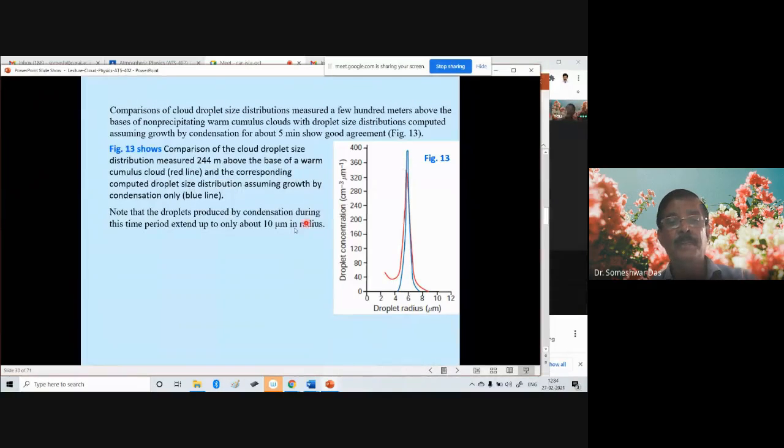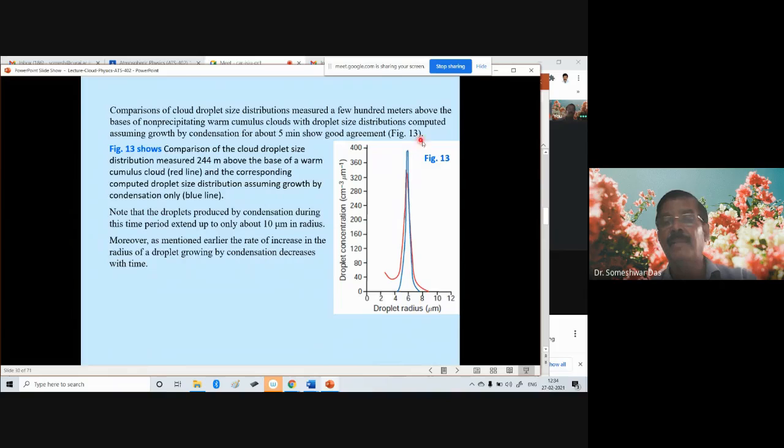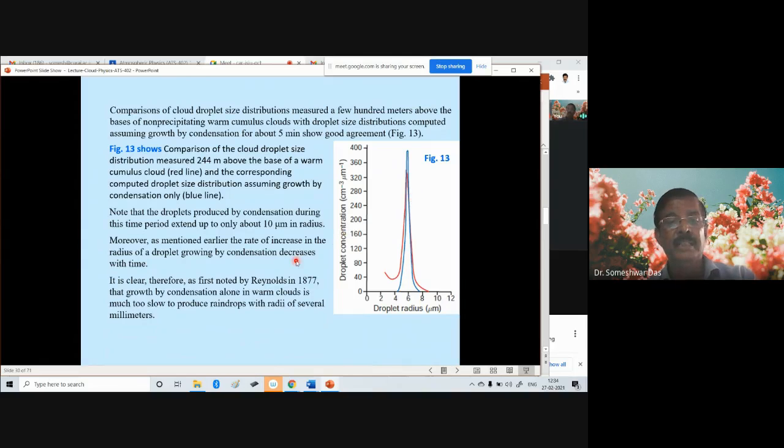So the droplets produced by condensation during this time period extend up to only about 10 micron in radius. Moreover, as mentioned earlier, the rate of increase in the radius of a droplet growing by condensation decreases with time, as we had seen in the previous diagram, figure number 12. So it is clear, as first noted by Reynolds in 1877, that growth by condensation alone in warm cloud is much too slow to produce raindrops with radii of several millimeters.